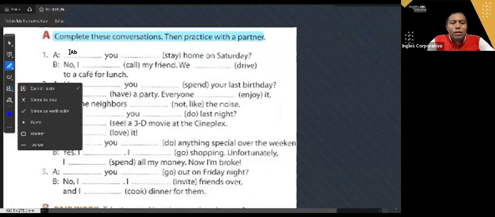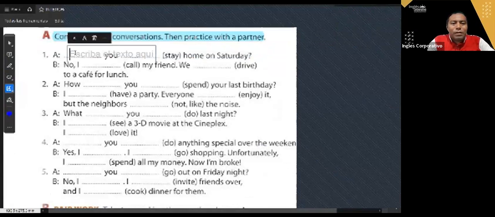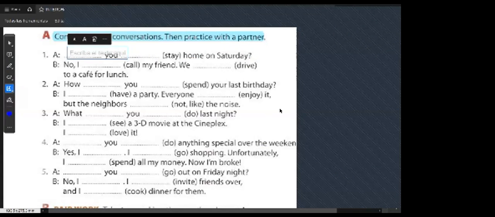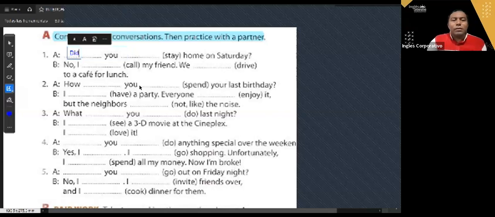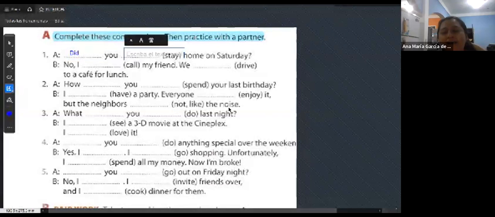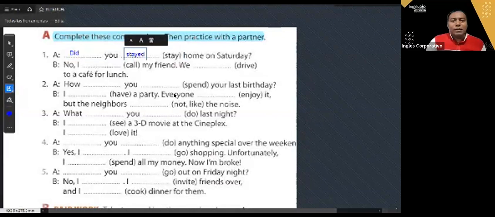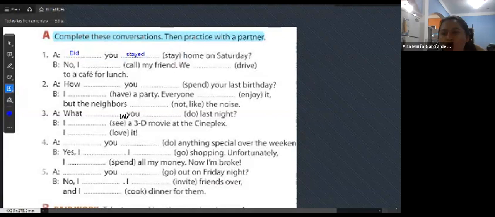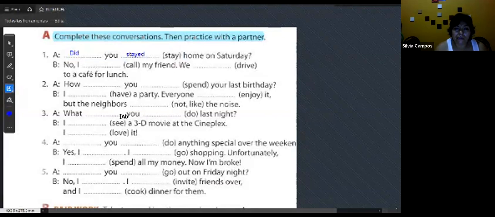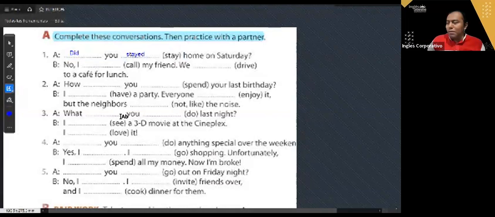En la primera, ¿qué palabra iría? Did. Excelente. El auxiliar para hacer la pregunta en pasado. Did, aunque no significa nada. Did you stay home on Saturday? ¿Está bien así? Sin la ed. Perdón, el verbo.